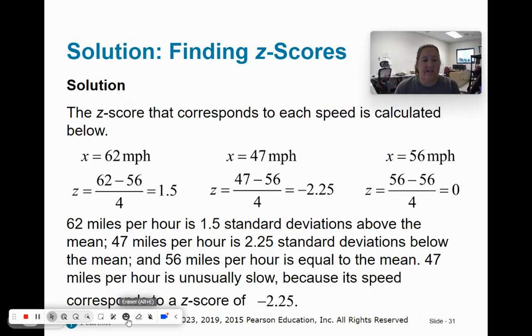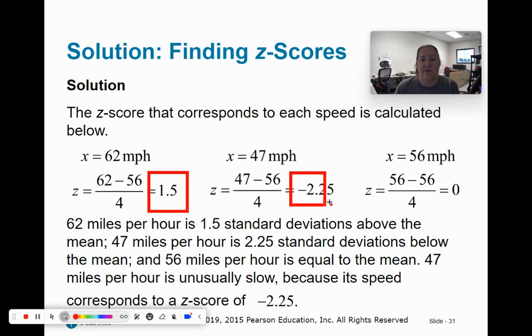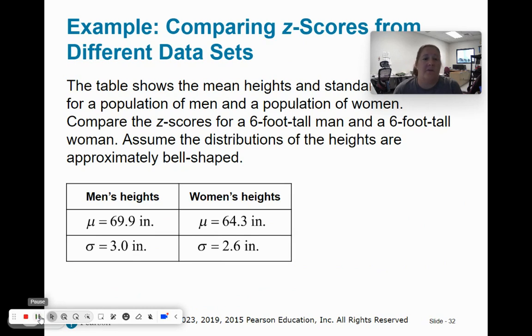Using the formula, taking the data value minus the mean divided by the standard deviation, we find the values for the person driving 62 miles per hour, 47 miles per hour, and 56 miles per hour are the following. Here's what I do know: the person driving 47 miles per hour is more unusual on this particular highway than the others. A z-score is the number of standard deviations a particular data value is away from the mean. So let's compare again.